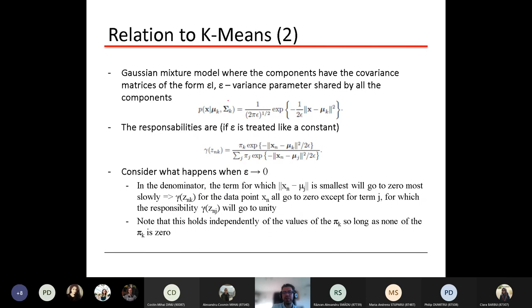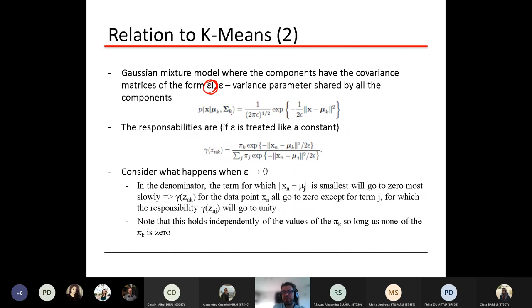So first, let's simplify the model by using Gaussians that have simpler covariance matrices. So they have the same variance in all directions multiplied with the identity matrix. So always it's fixed. We only have this parameter epsilon, if you want. And epsilon is a variance parameter which is shared by all the components. So not only do we have this simpler covariance, but this variance parameter is the same for all the k components. So we don't have different variances. We have the same variance for all components.